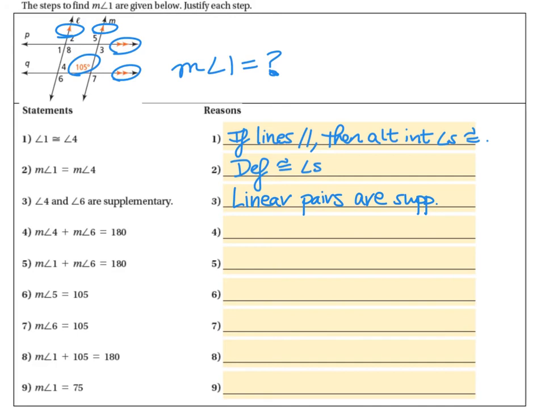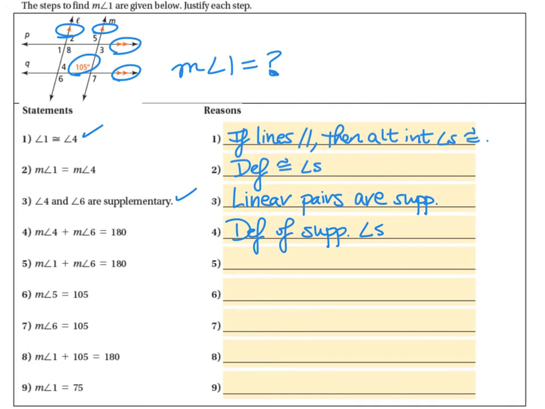Okay, if they're supplementary, why did they add to 180? Well, that's the meaning of the word supplementary, so that's the definition of supplementary angles. Okay, so we basically used 1 to get 2. We didn't really use 2 yet. We got 3 from the diagram, and we used it to get 4.